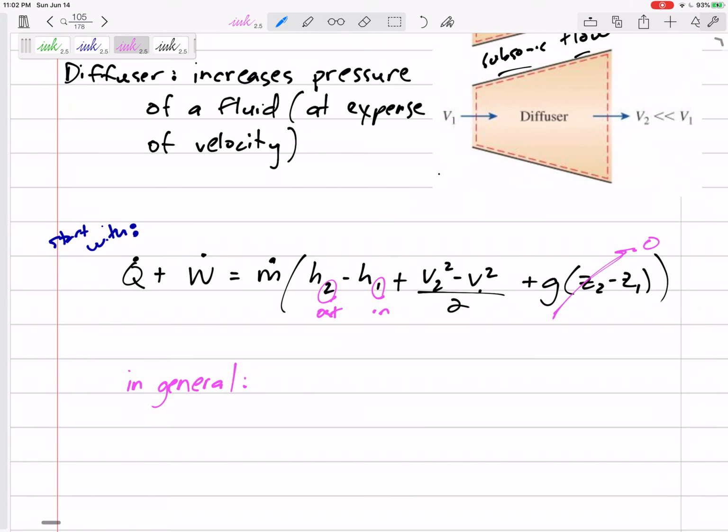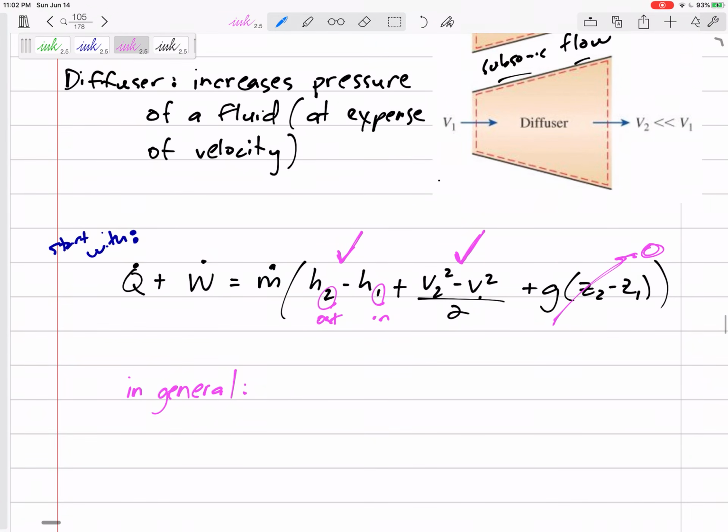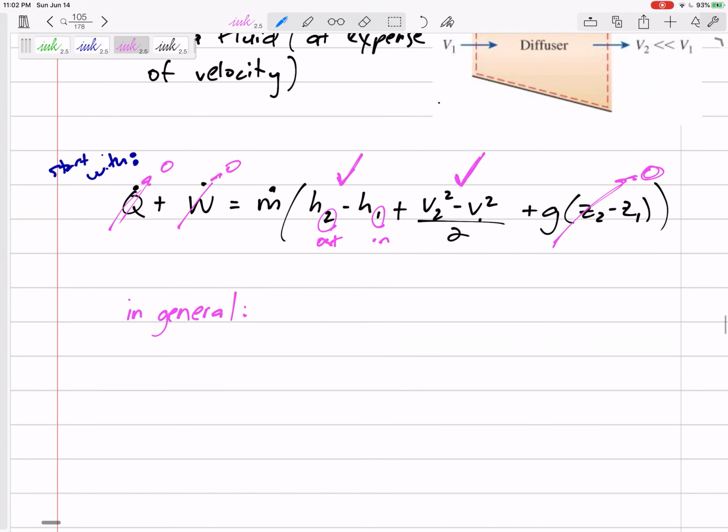In general, there's no potential energy. There is usually a change in velocity. That's kind of the whole point of these nozzles and diffusers. So we will have that. We will definitely have H. In general, we're not getting work out or putting work in. In general, we're not losing heat or putting heat in, unless otherwise told.